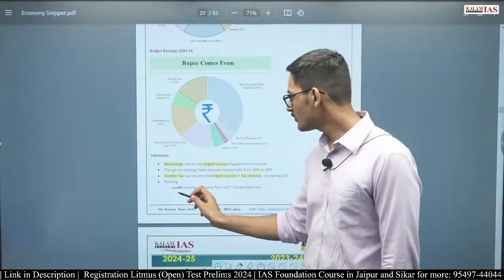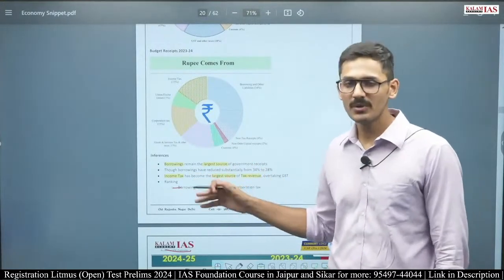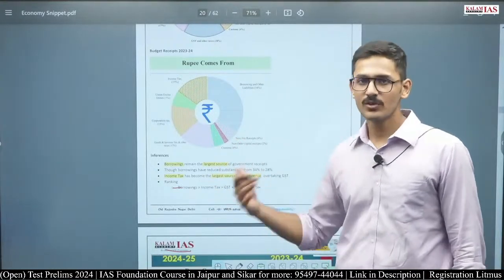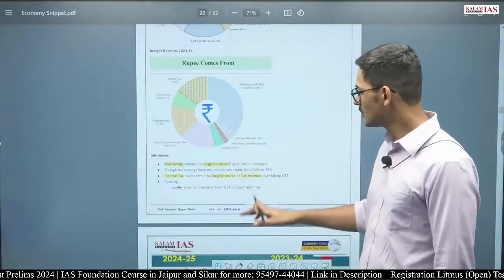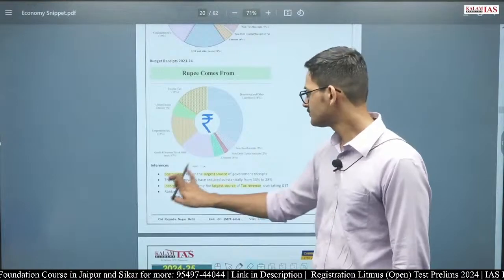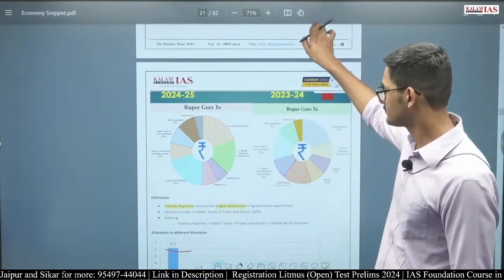So currently borrowings are more than income tax, more than GST, more than corporation tax. You do not have to memorize this ranking, but you should know income tax is more than GST. This has happened for the first time in 5-6 years. So there might be a question on this particular fact.